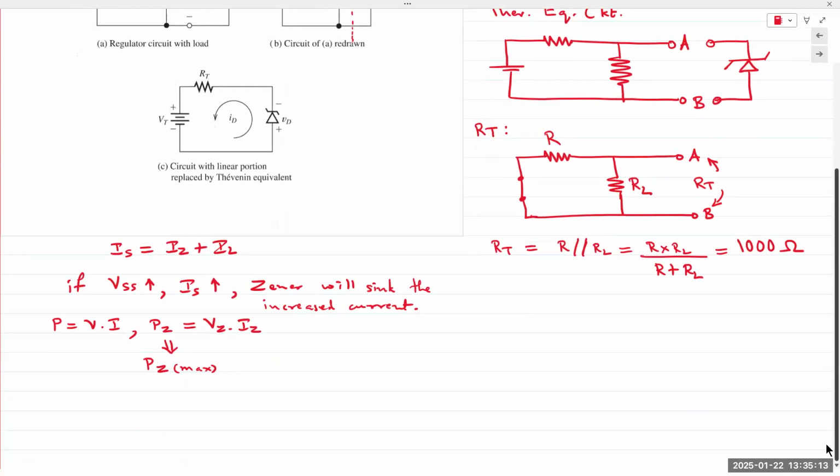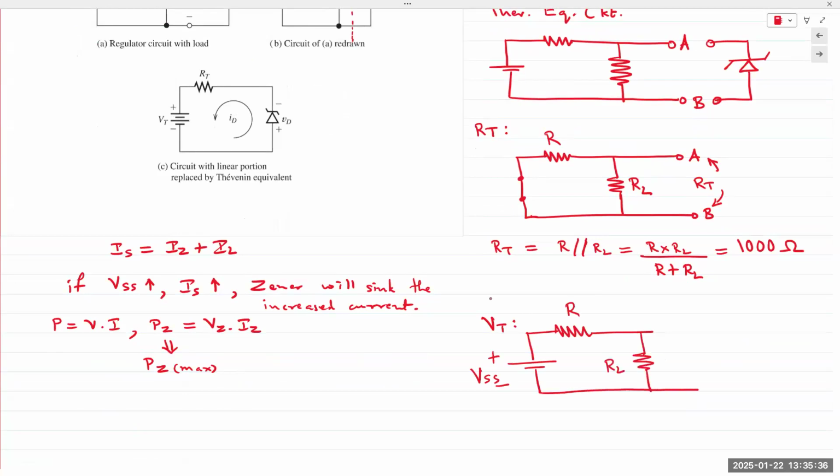And then the Thevenin voltage, VT. Go back to the original circuit, with VSS, R, and RL. Analyze again between A and B to find VT. Any guesses on what technique we can use?